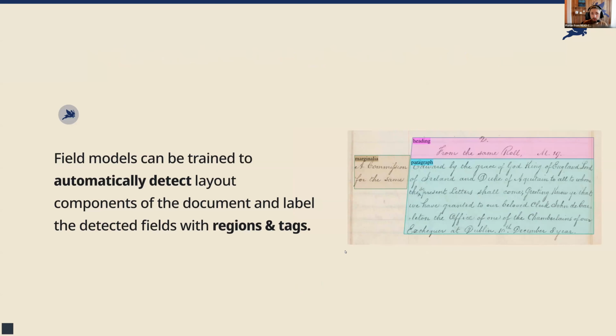Here is where field models can come in. You can probably think of them like a cookie cutter. You can cut out different parts of your documents and assign labels to them. So you can automatically detect those fields, as we call them with field models, and assign regions and text to them. As you see in this example, there's a heading. Left of that heading and paragraph section, there's also a marginalia, and the main text is in the paragraph.